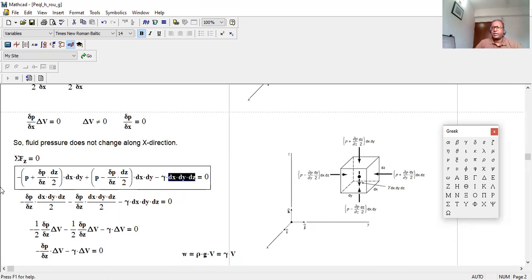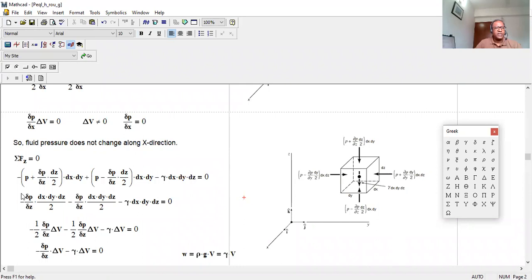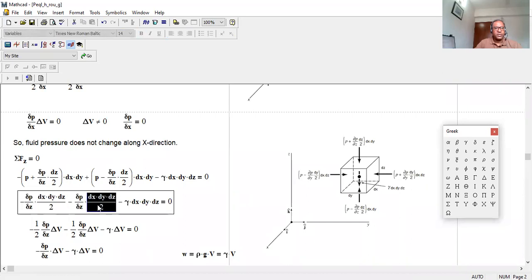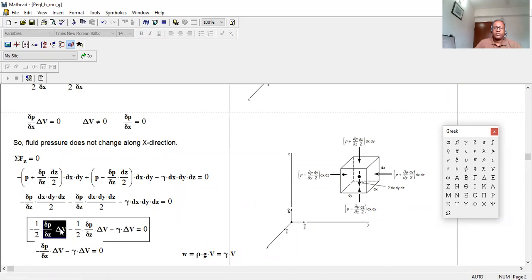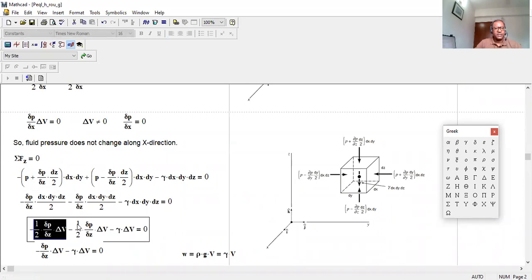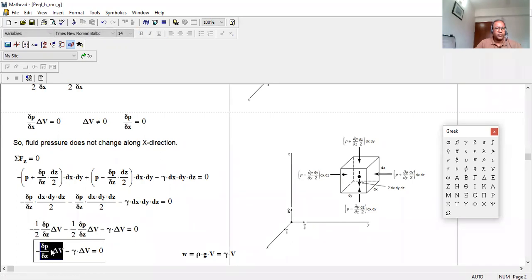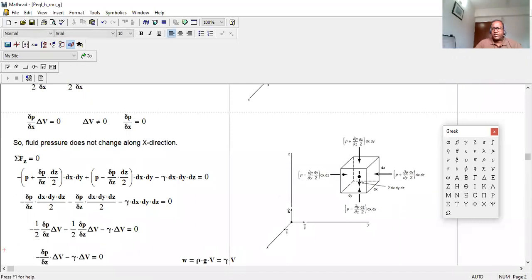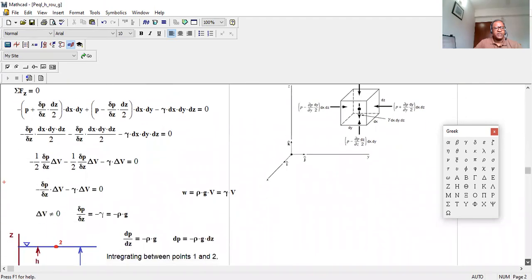Now you just multiply all the sides. If you multiply all the sides, then dx dy dz equals delta volume, del V. So the weight will be gamma into del V. Now what you see is that these two terms, half x and half x, give you one full term, then minus gamma del V.